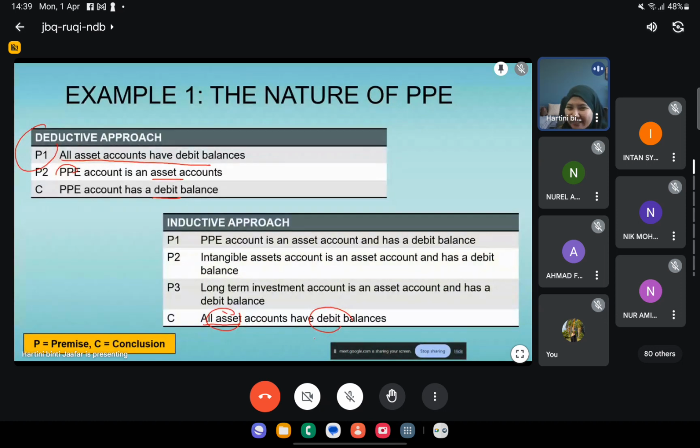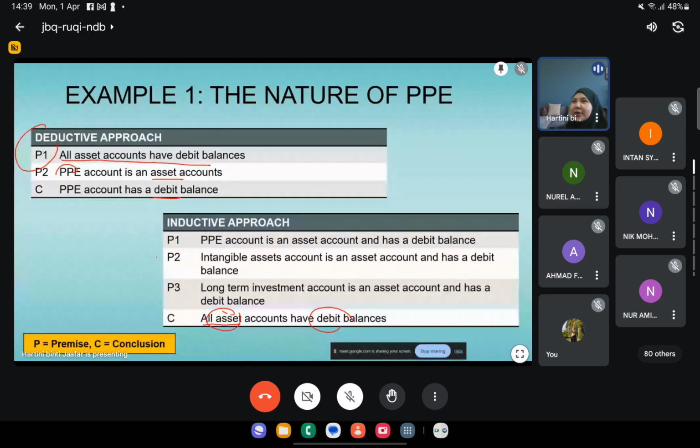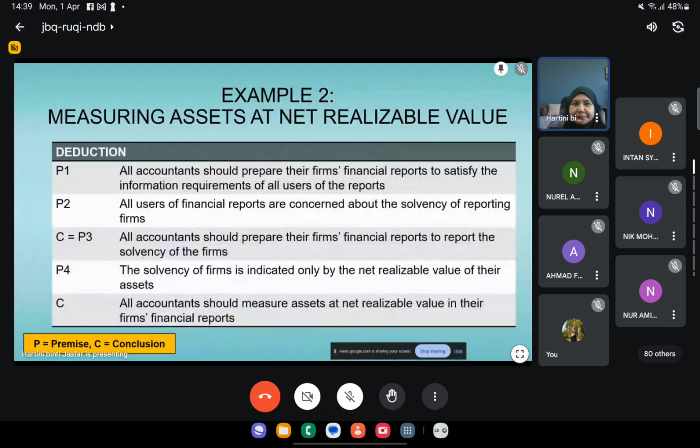Which is, yelah of course lah kan, ini contoh yang sangatlah mudahnya kan. So kita tengoklah PPE, kita tengok intangible asset, long term investment account, cash and cash equivalent, apa-apalah lagi, semuanya kita tengok, we observe that all of them have debit balance. So with that we can conclude that asset accounts equal debit balances. Okay, so that is inductive approach.